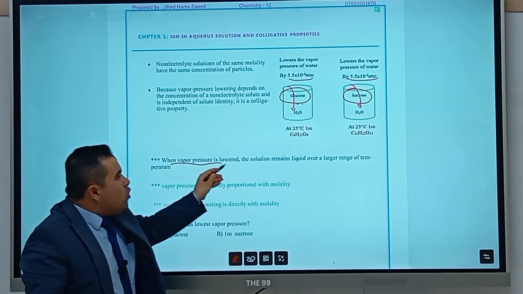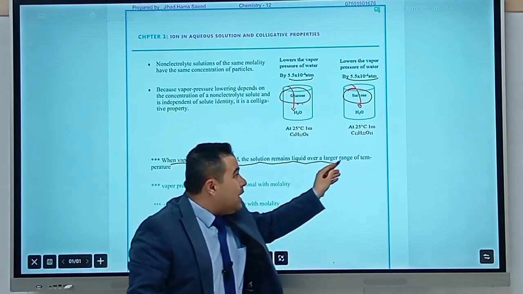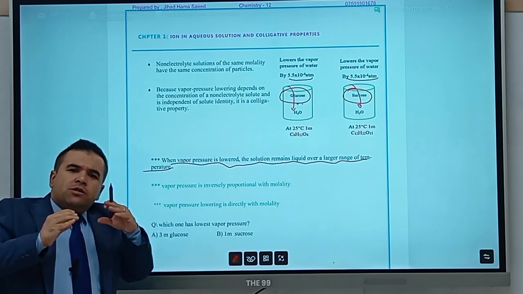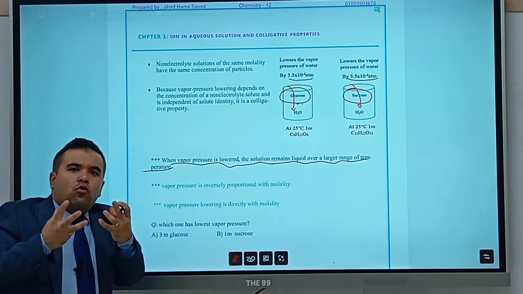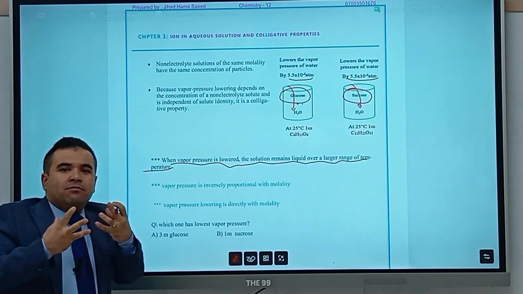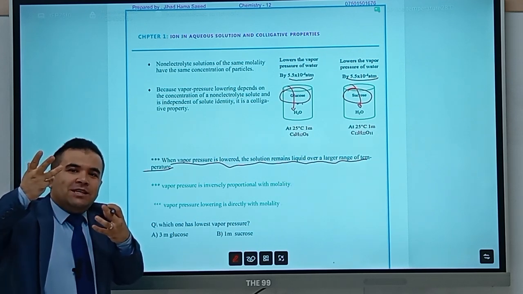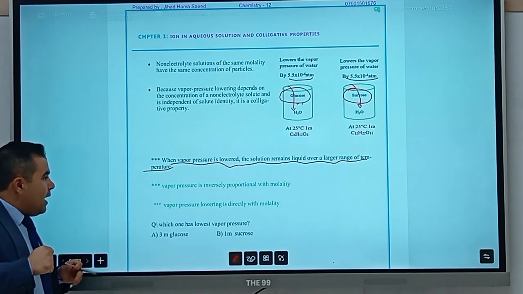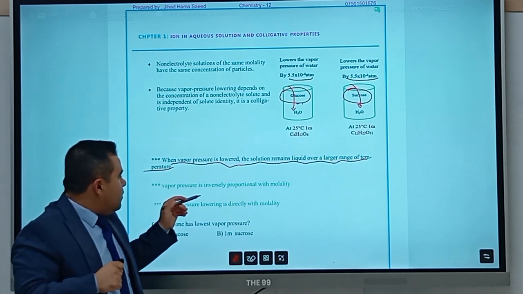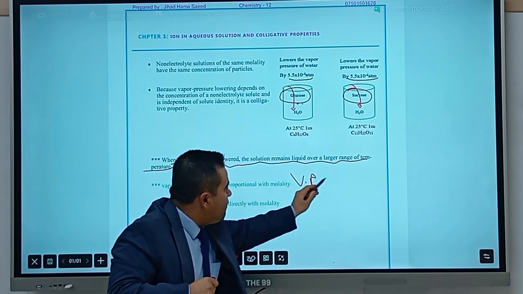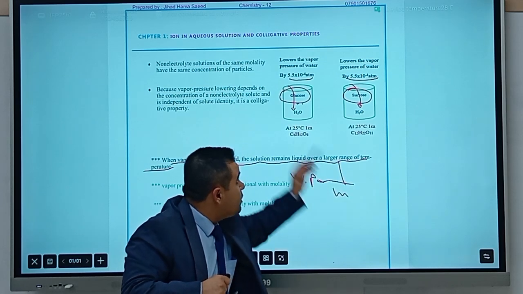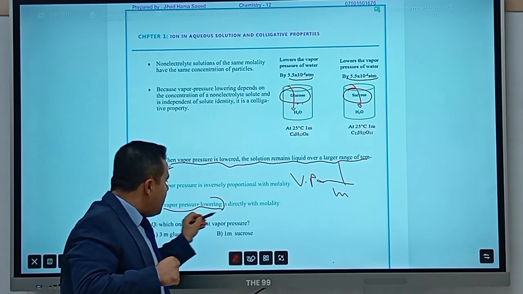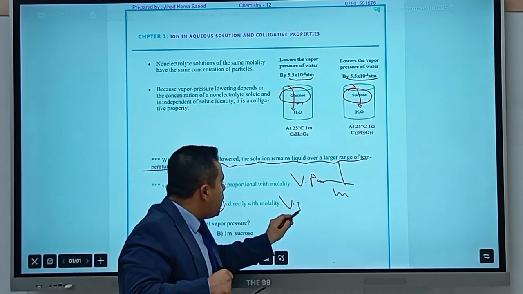When the vapor pressure is lowered, the solution remains liquid over a larger range of temperature, guys. As the vapor pressure reduces, the solution stays as liquid rather than becoming gaseous or vapor for a larger range of temperature. And we have two relations, guys. The vapor pressure is inversely proportional to the molarity, as I have written above. But the vapor pressure lowering, I will define what we mean by it, is directly proportional to the molarity.